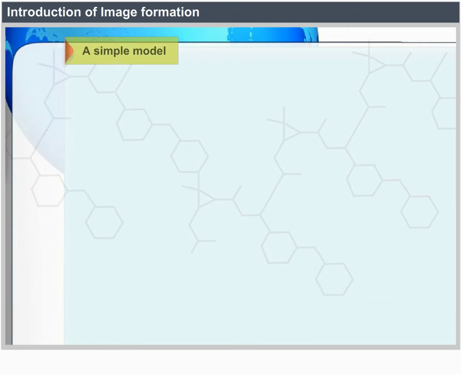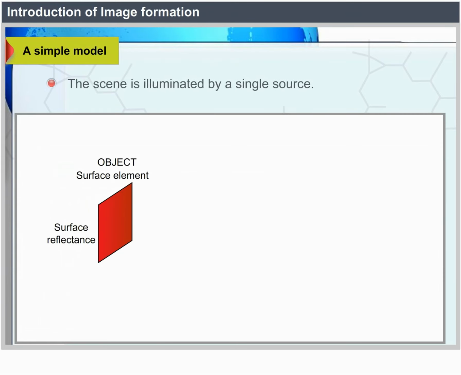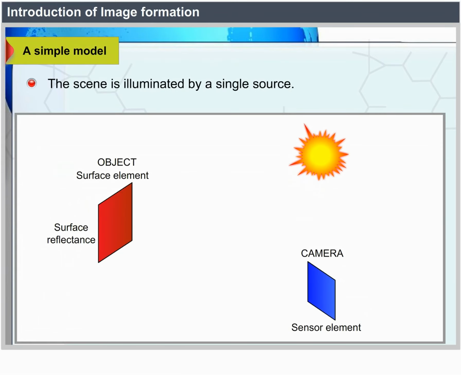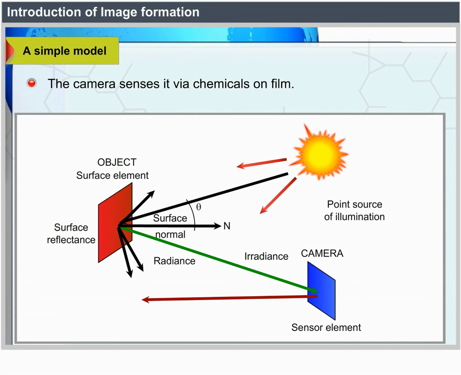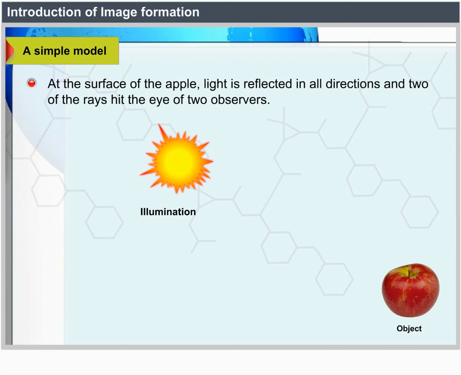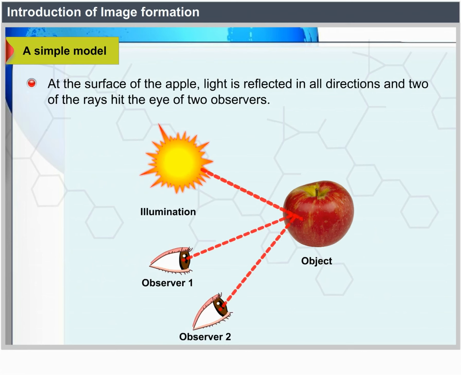A simple model. The scene is illuminated by a single source. The scene reflects radiation towards the camera. The camera senses it via chemicals on film. At the surface of the apple, light is reflected in all directions, and two of the rays hit the eye of two observers.